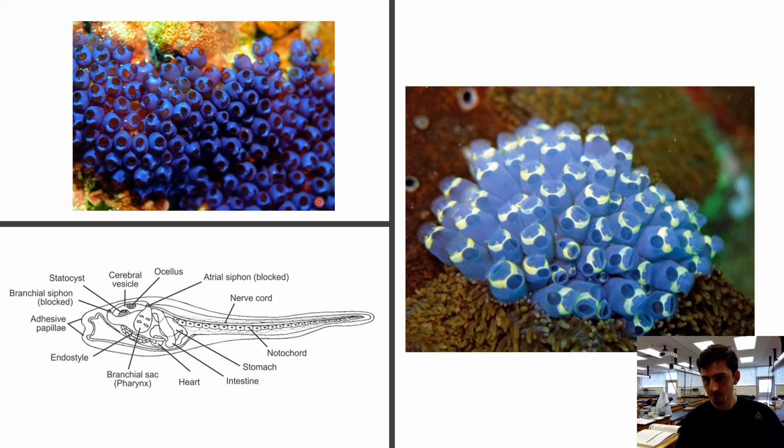So these 2 pictures here and here are once again of the adults. They're sessile and they're only showing a postanal tail and an endostyle. So they don't have that notochord or dorsal hollow nerve cord being displayed. So this group is unique in that aspect.